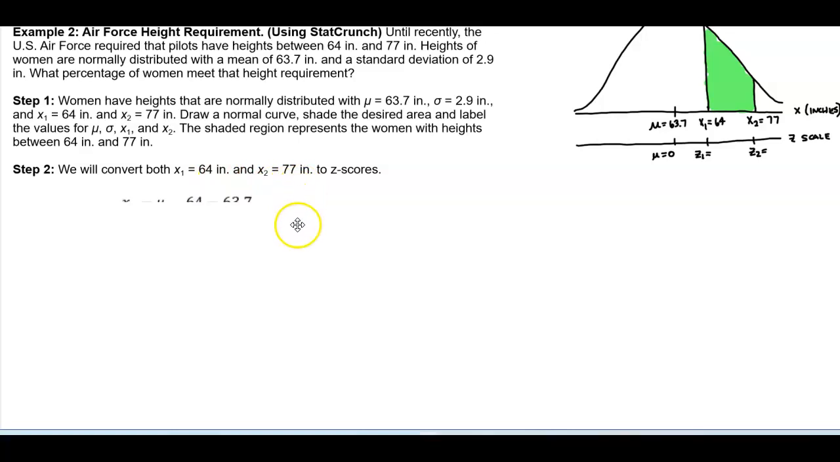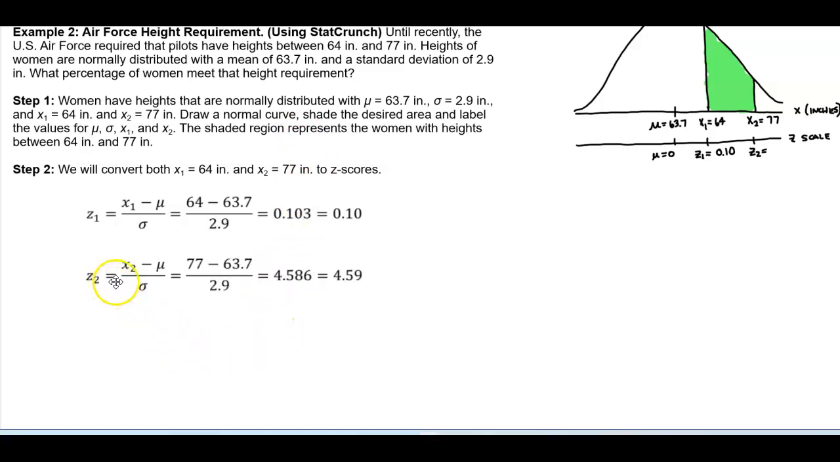So what we're going to do now is convert both x1, which is equal to 64 inches, and x2, which equals 77 inches, to z-scores. So for z1, it's going to equal x1 minus the mean over the standard deviation, and that's equal to 64 minus 63.7 divided by 2.9, which gives us 0.103, and rounding it to 2 decimal places gives us 0.10. For z2, we're going to take x2, subtract the mean, and divide it by the standard deviation. So 77 minus 63.7 divided by 2.9 gives us 4.586, which rounded to 2 decimal places gives us 4.59. So therefore, that z-score is 4.59.